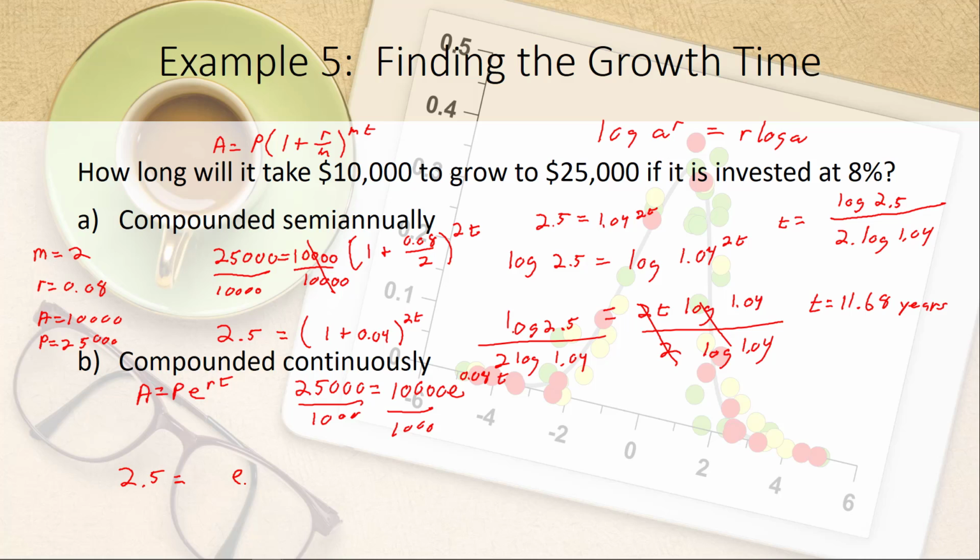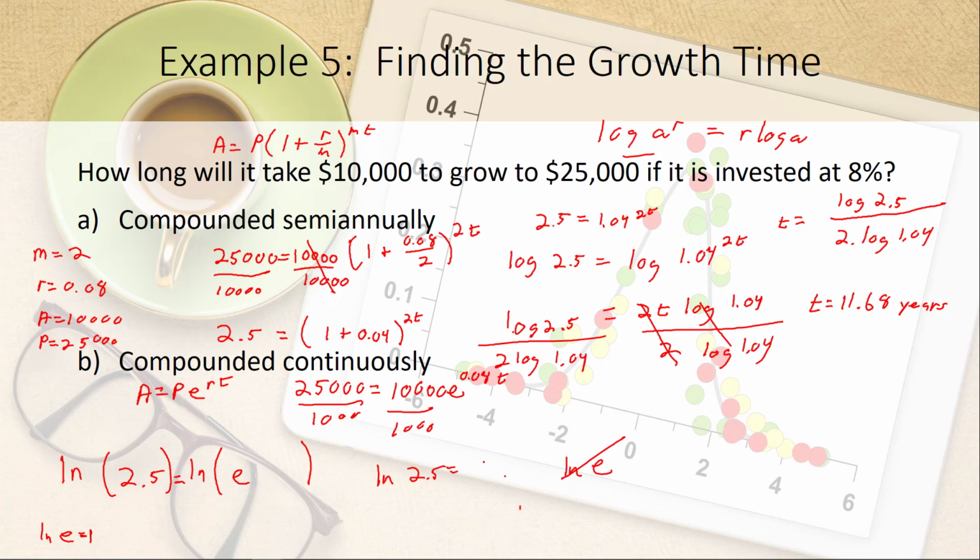Okay, now we can take the natural log of both sides. Actually, let me rewrite this over here. e to the 0.08 t. Okay, now I can take the natural log of both sides. And why do I want to do that? Well, because the natural log of e is actually equal to 1. And then I want to make use of the power property of the logarithm, the exact same power property that's here. And that's going to give me that the natural log of 2.5 is equal to 0.08 times t times the natural log of e. Well, the natural log of e is equal to 1, so this basically goes away.